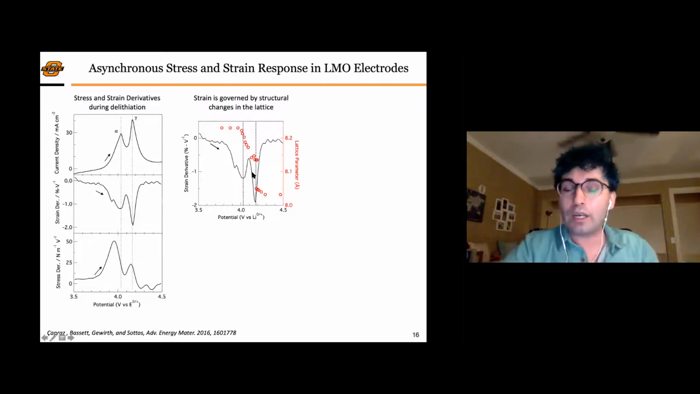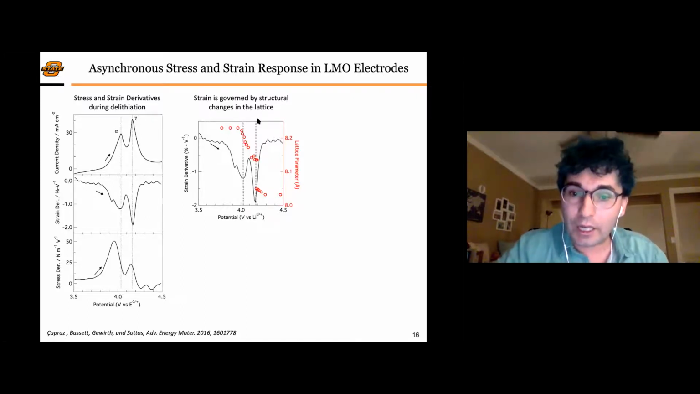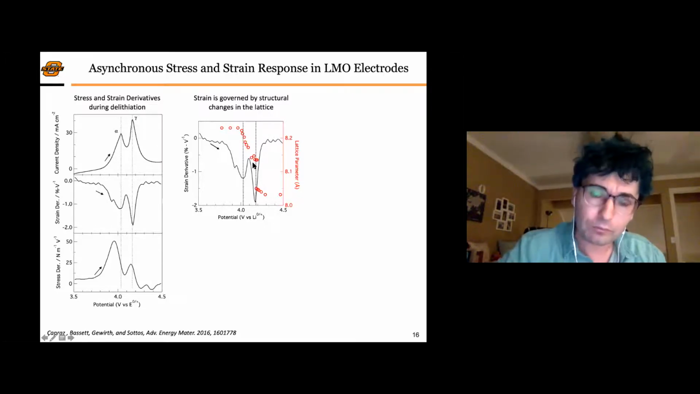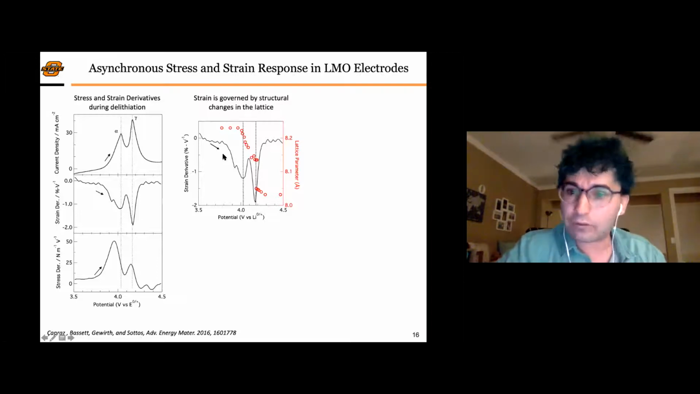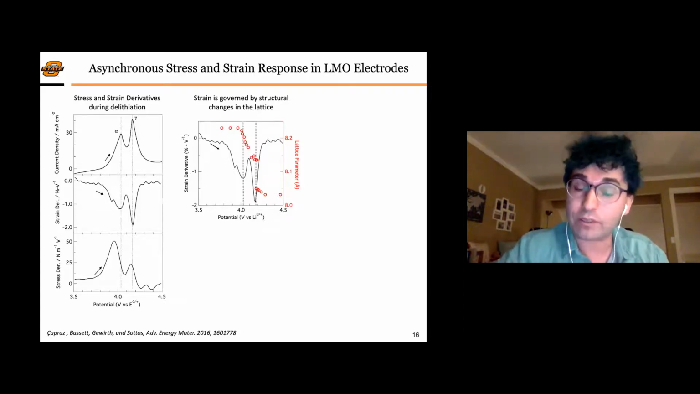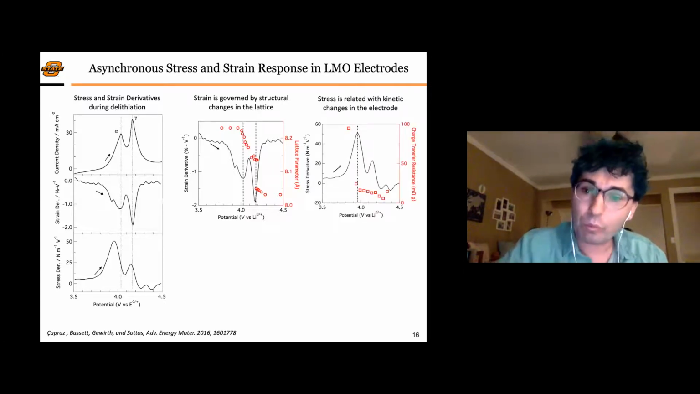What surprised me is the way the derivative works. If you look at here, when there's a large change in the lattice, there's also a sharp strain derivative observed at the same point. So this technique also shows that we can actually monitor these angstrom-scale changes in structure by using this micro-scale strain technique.